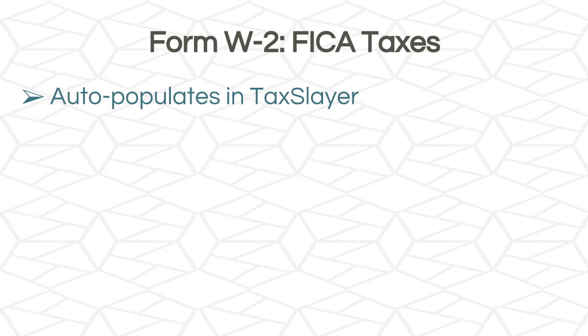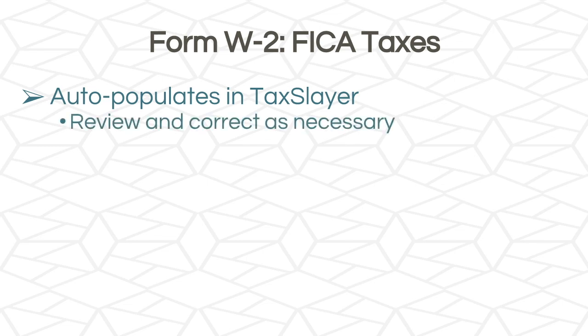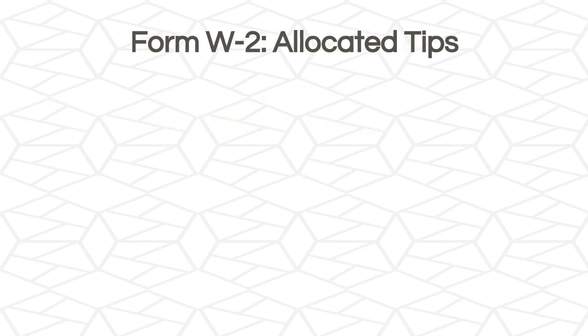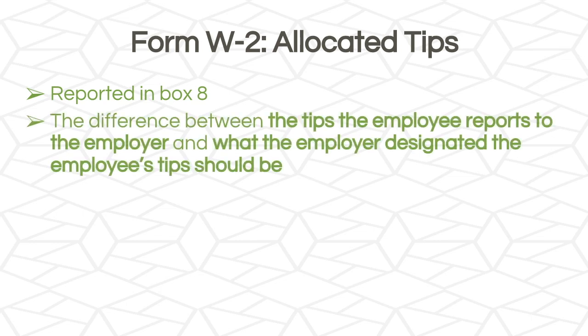So let's talk about FICA taxes. These are going to auto-populate in TaxSlayer. So we want to review and correct as necessary, being very careful to copy exactly what we see on the taxpayer's paper W-2. Then for allocated tips, these are reported in box 8. And these are the difference between the tips the employee reports to the employer and what the employer designated the employee's tips should be.